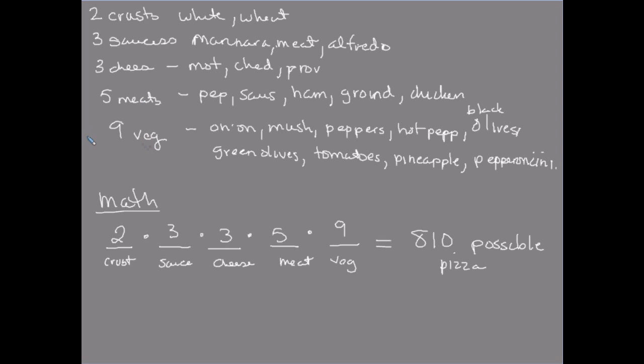When you add in the multiple vegetables, you have to account for those as well. So for right now, just with 1 sauce, 1 crust, 1 cheese, 1 meat, and 1 vegetable, that's 810 possible pizzas. And that is known as the fundamental counting principle. So this is how you figure out the total number of combinations.